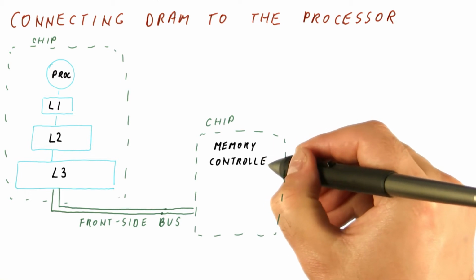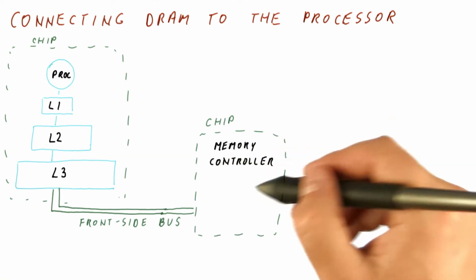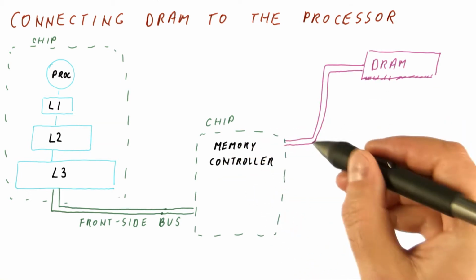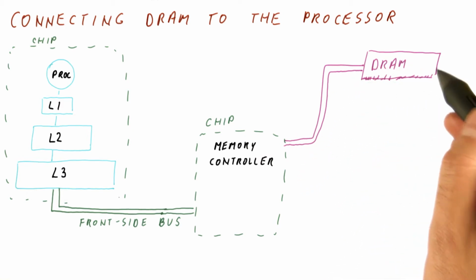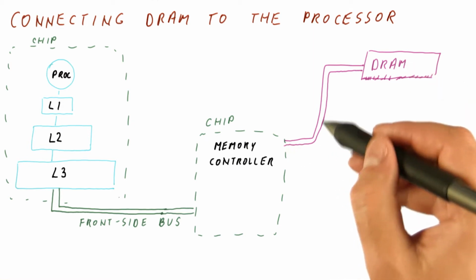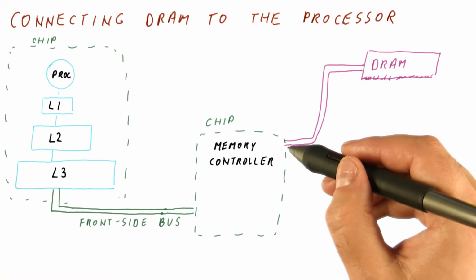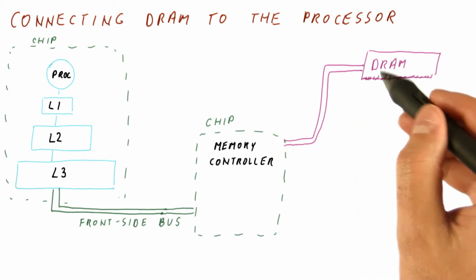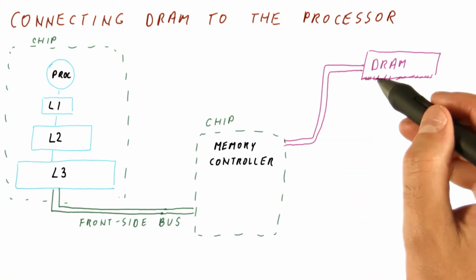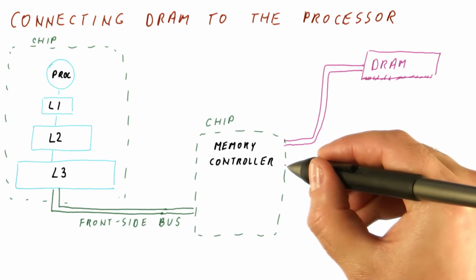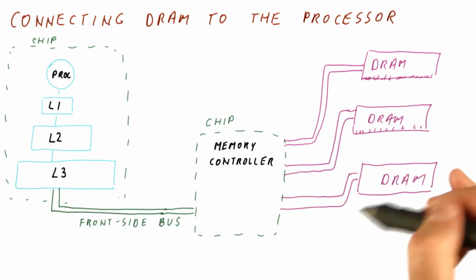What you have instead is another chip that contains the memory controller. And that memory controller will have what's called a memory channel connecting it to a DRAM module. And over this channel, it will issue things like open a row, read something, get the data, write something, supply the data, close a row, open another one, and so on. And it will usually have more than one such memory channel.